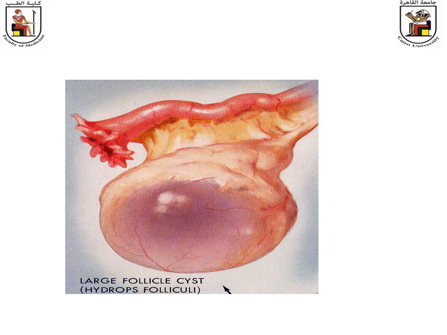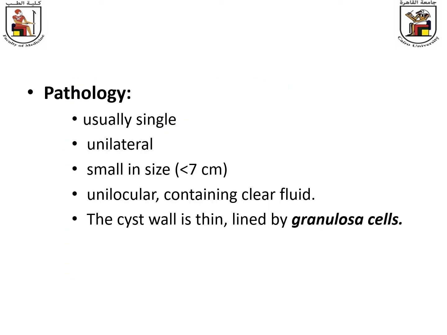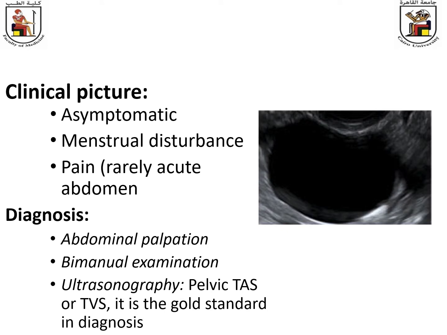Pathology, as we said before, it is usually single and unilateral, usually small in size, less than 7 centimeters, and is unilocular and contains clear fluid. The cyst wall is thin and lined by granulosa cells. The clinical picture, most cases are asymptomatic and are discovered accidentally, when the patient is having an examination or doing an ultrasound.